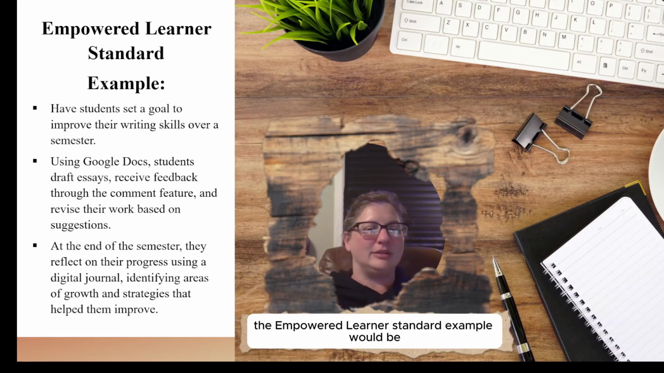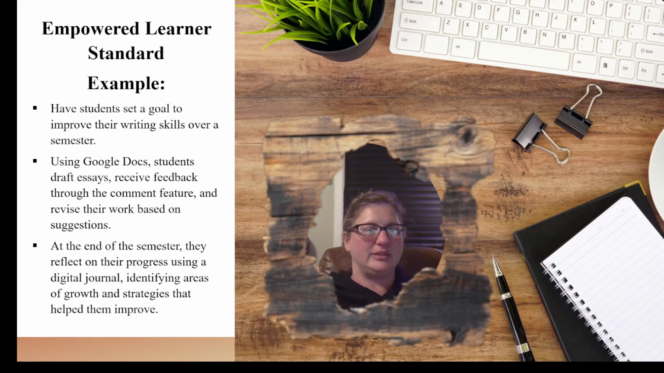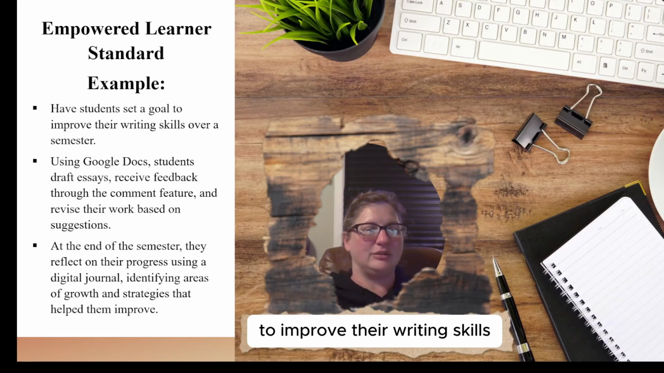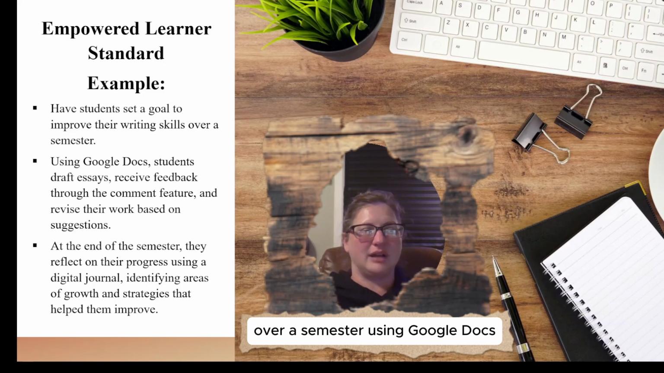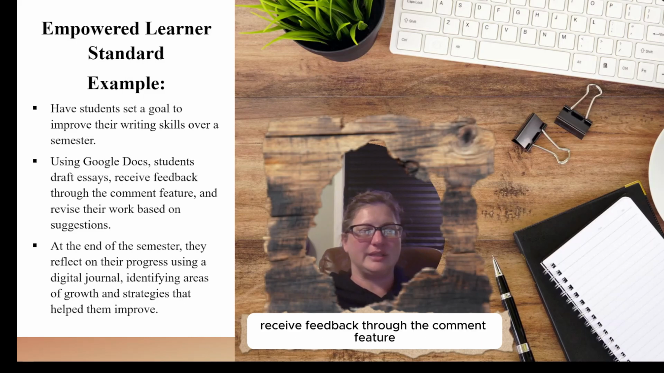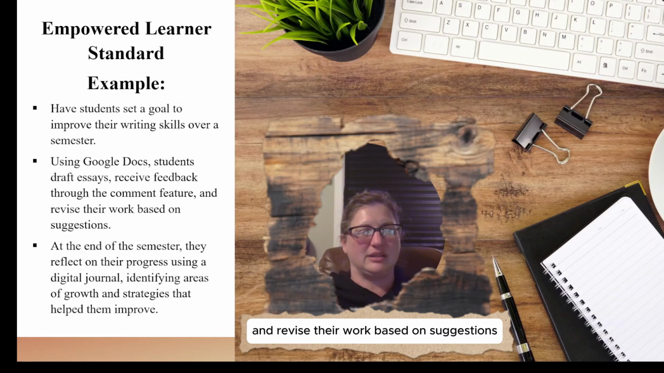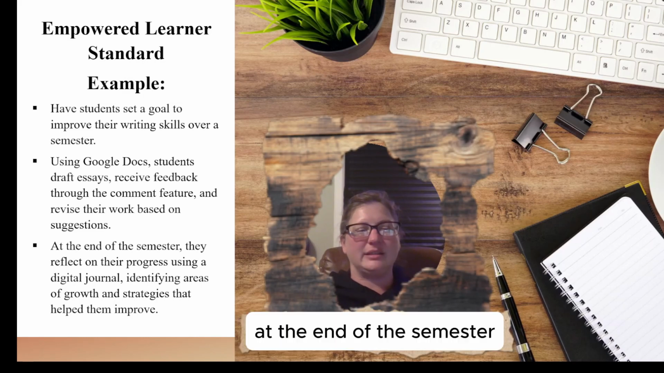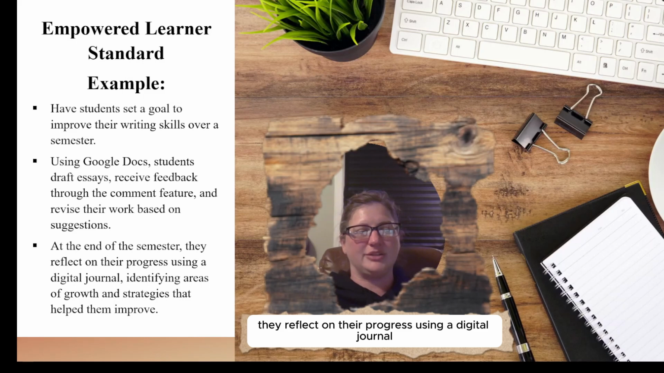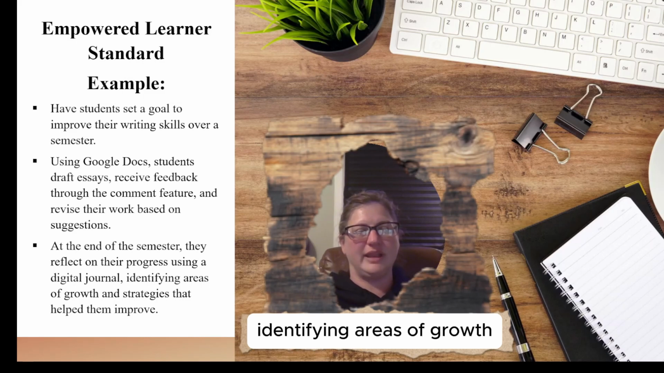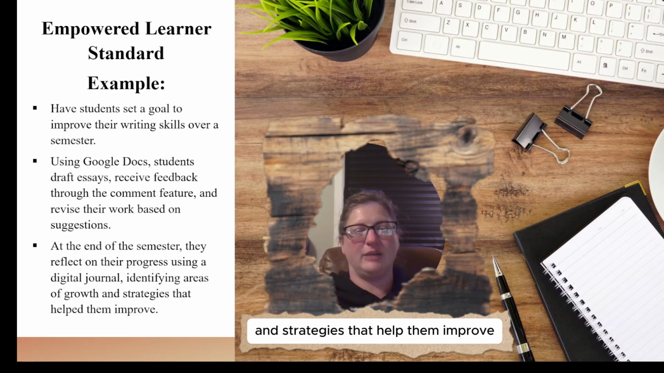An Empowered Learner Standard example would be to have students set a goal to improve their writing skills over a semester. Using Google Docs, students draft essays, receive feedback through the comment feature, and revise their work based on suggestions. At the end of the semester, they reflect on their progress using a digital journal, identifying areas of growth and strategies that helped them improve.